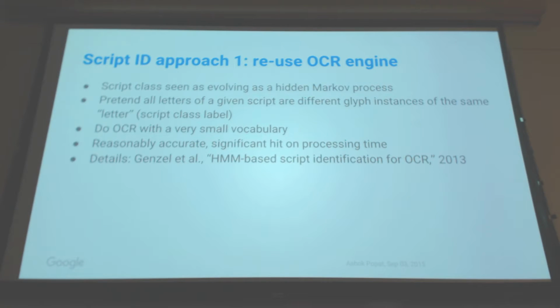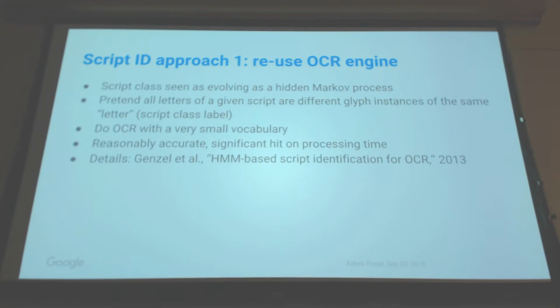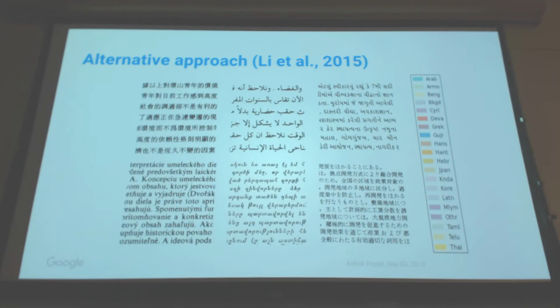And so a couple of years ago, my colleague Dmitry Genzel looked into this and got great results, and I think we have a paper, and it's here, actually. Here's a paper at the bottom. And the idea is just use an OCR engine to do the script identification as a first pass, and then once you know the script, rerun the OCR engine knowing the script, and then you get great results without knowing the script in advance. And the price you pay is it takes a little longer to run.